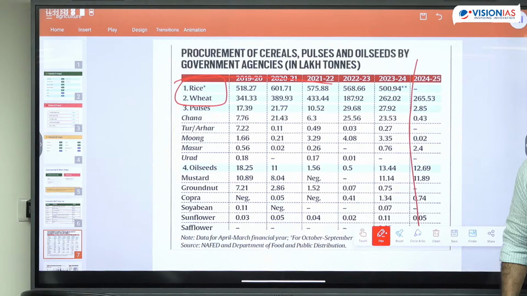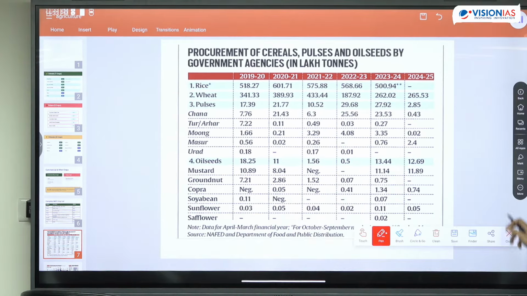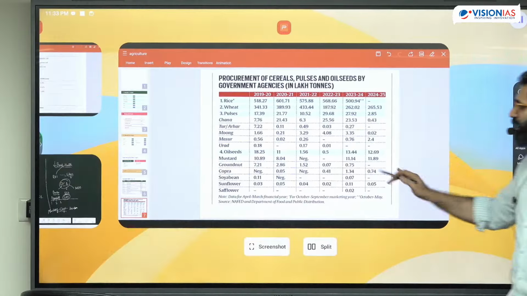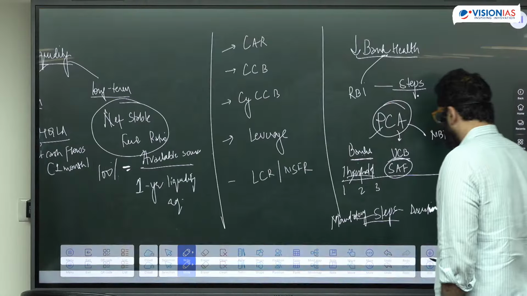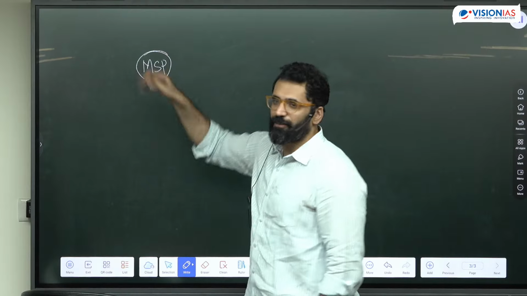Stable. What is stable? See, there are 5 procurement mechanisms. I'll just give you a broad overview of this. You see the logic behind it. First, MSP does not have a law. MSP crops. What is the idea of MSP first?